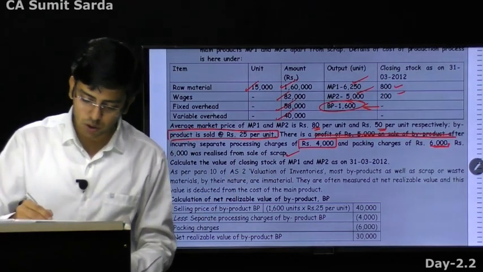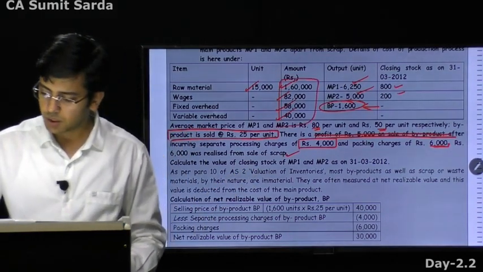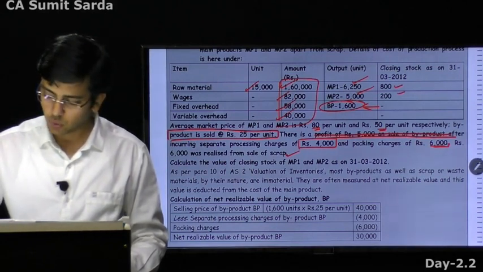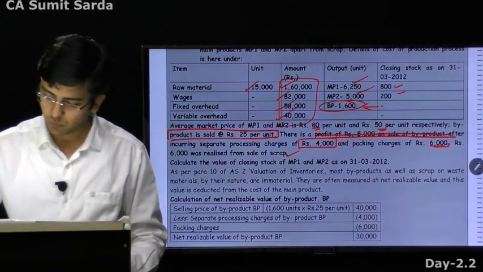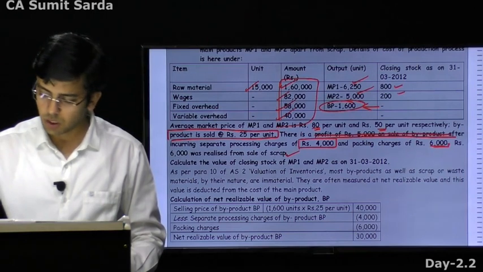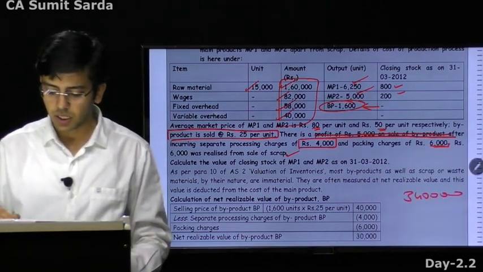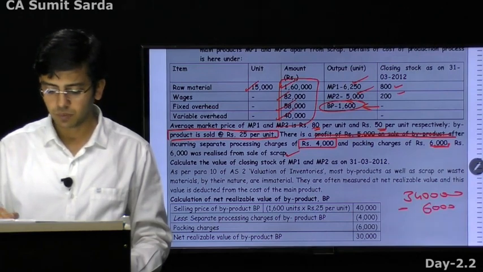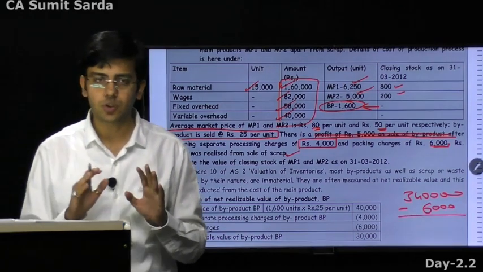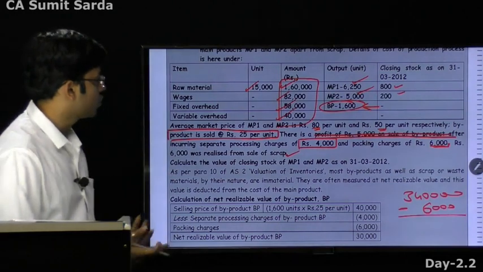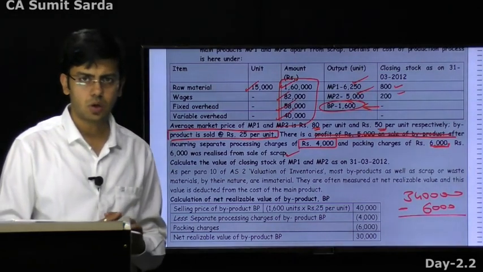So whatever is my cost, this total 160, 82, 58, 40, total cost 3,40,000. First thing that I'll deduct is the scrap. Please deduct the scrap sale of 6,000 rupees from it. First thing that you'll do.